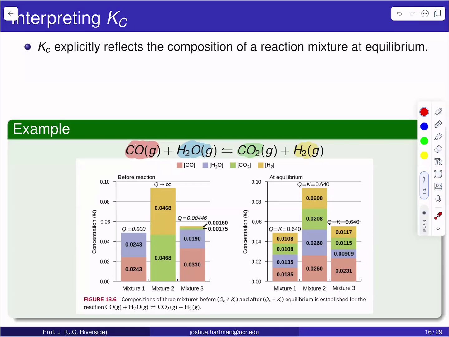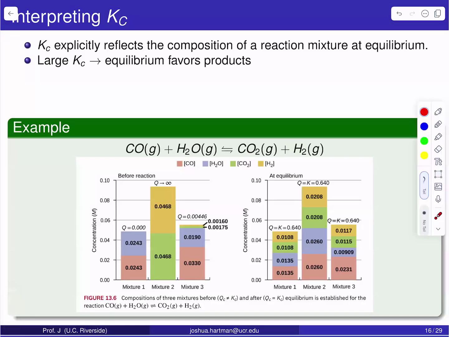However, for all three of these mixtures, the reaction quotient at equilibrium will be the same value. And once again, I encourage you as homework to use the Q reaction quotient expression for this reaction and verify that these three sets of equilibrium concentrations do in fact all give the same value K.